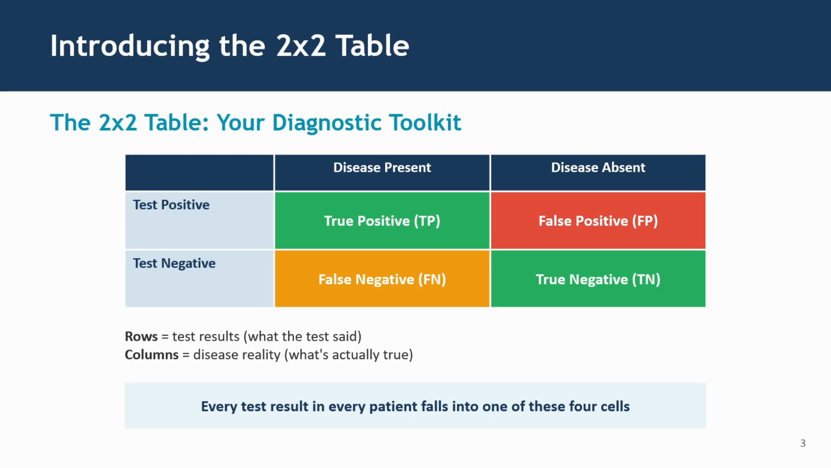This is a miss. The colors I've used here are intentional. Green for correct results, red for a false positive alarm, orange for a false negative miss. We'll come back to why the colors differ between those two error types, because the consequences of false positives and false negatives are very different, and context determines which is worse.